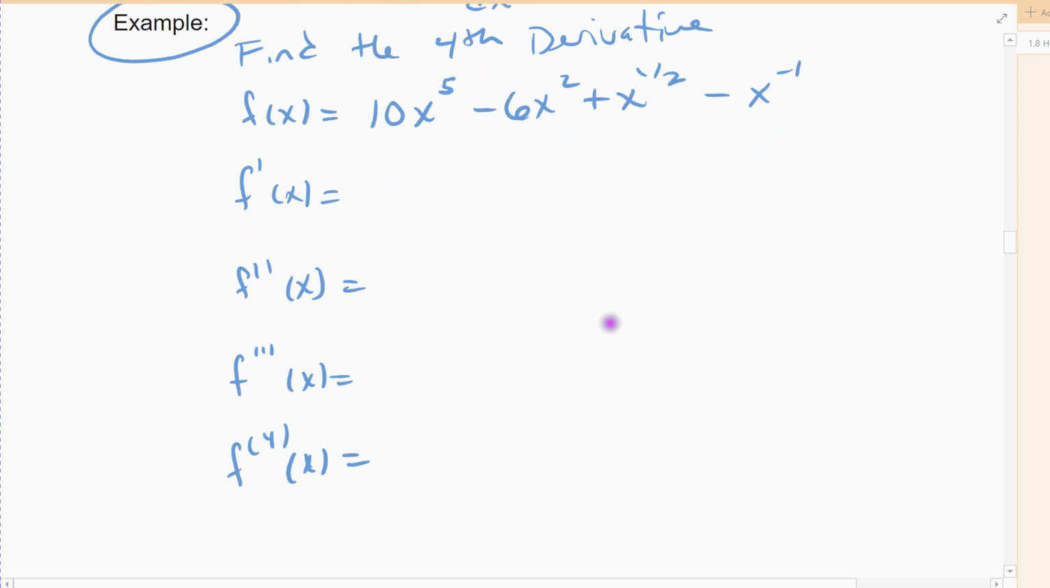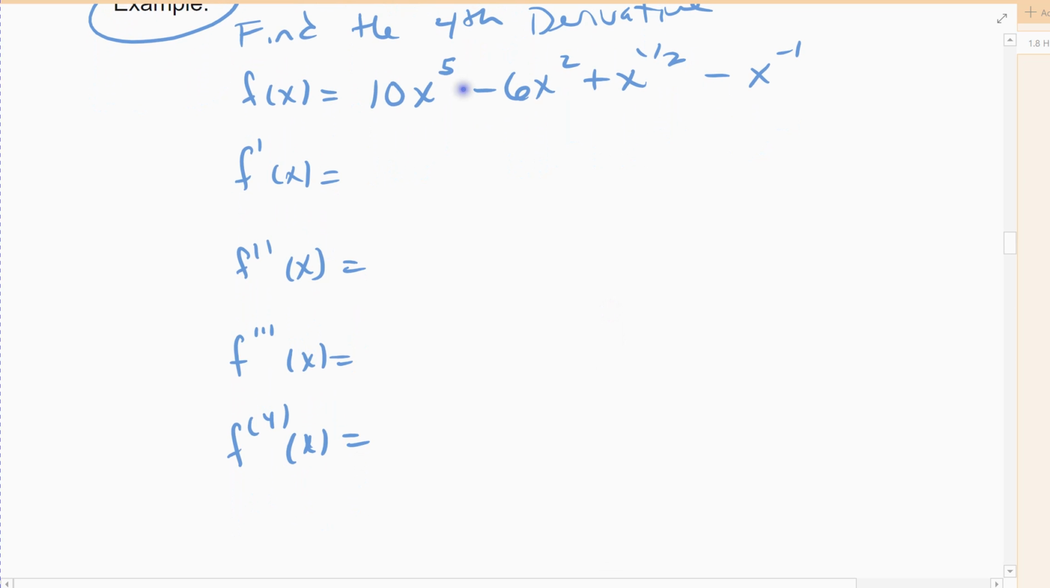So the first derivative, again, it's all just power rules, all ready to go. The first one's going to give me 50x to the fourth. The second one's going to give me negative 12x to the first. Then I get 1/2 x raised to the negative 1/2. Here I'm going to get negative 1 times negative 1, so it's going to come out positive 1, x raised to the negative 2, right? I subtract 1. There's my first derivative. That's my velocity, the change in my function with respect to x.